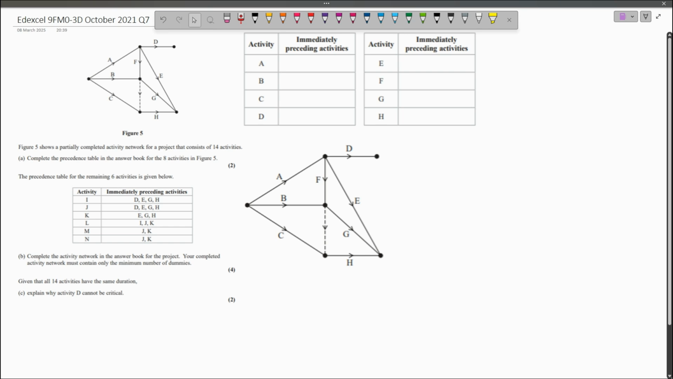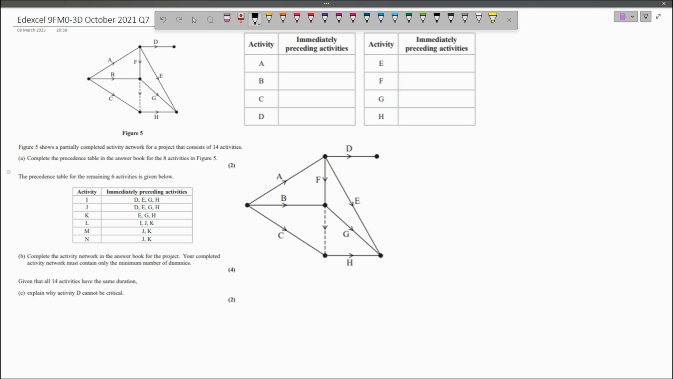Marriott Maths video, and this time we're attempting question 7 of the October 2021 Edexcel Decision Maths paper. Figure 5 shows a partially completed activity network for a project that consists of 14 activities. We're asked to complete the precedence table in the answer book for the 8 activities in figure 5. So I've included the activity table, the precedence table on the page. We're going to complete it now.